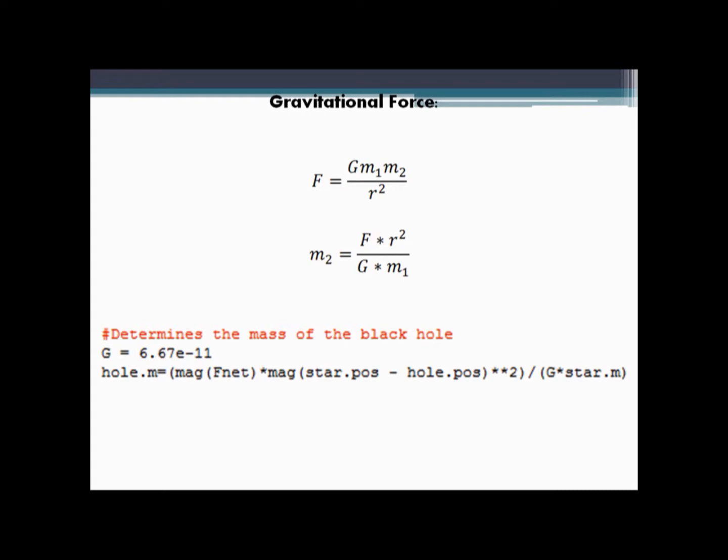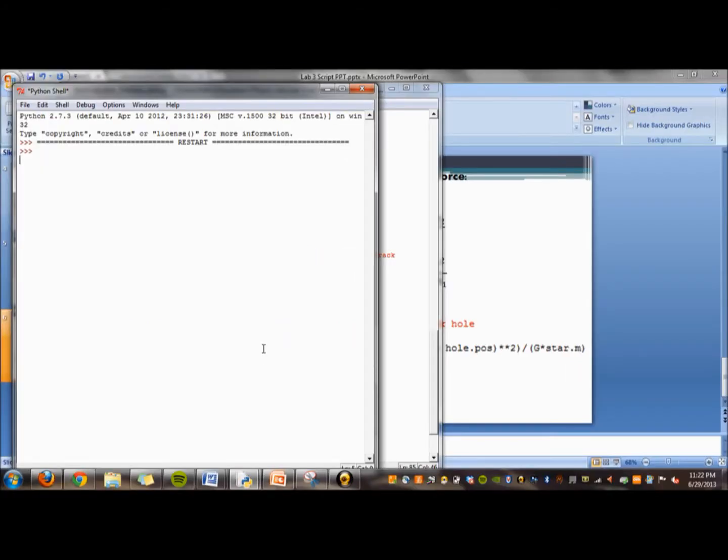Then, I rearranged the equation so that I isolated mass 2 on the left side of the equation and the rest of the variables on the right side. The calculated mass 2 is the mass of the black hole, which came out to be 1.99 times 10 to the 34 kilograms. Here's the code when it is run.